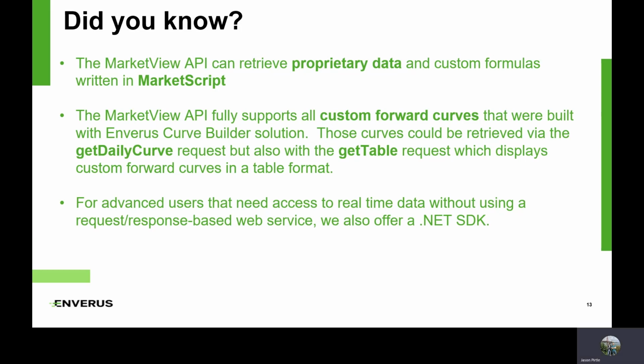The MarketView API fully supports all custom forward curves that were built with the Enverus Curve Builder solution. Those curves can be retrieved via the Get Daily Curve request, but also with the Get Table request, which displays custom forward curves in a table format. For customers that already have Curve Builder, this is probably something you already understand. But if not, you are able to pull out any curve that you build in Curve Builder. You can use the MarketView API to pull that data back into your system for whatever use case you might have.